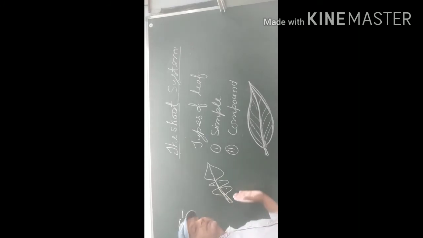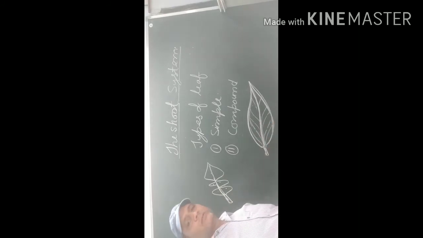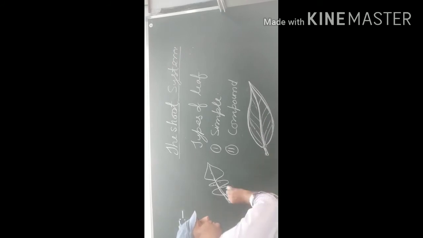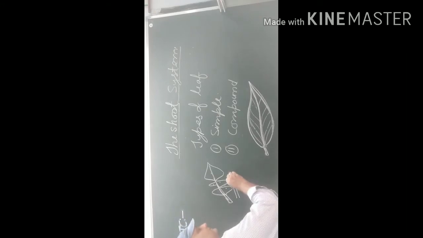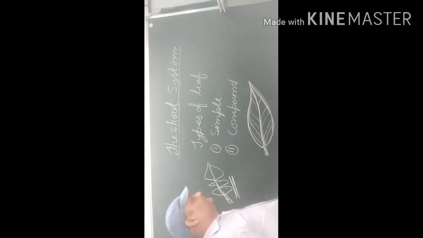This is known as compound leaves. Simple leaves are found in mango and guava, and compound leaves are found in amla, babul, etc.